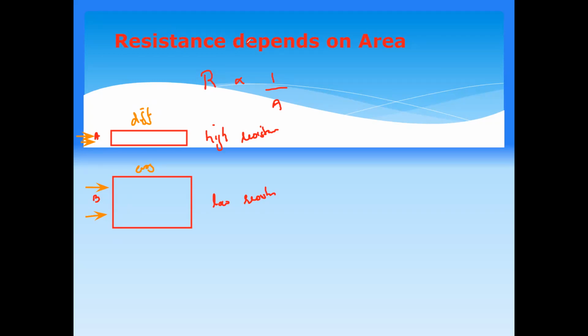So resistance and area are inversely proportional. Whenever we say inversely proportional, it means if I decrease one quantity, the other quantity will increase. And whenever two quantities are inversely proportional, if one is increasing, the other will decrease. For example, we have area and resistance.